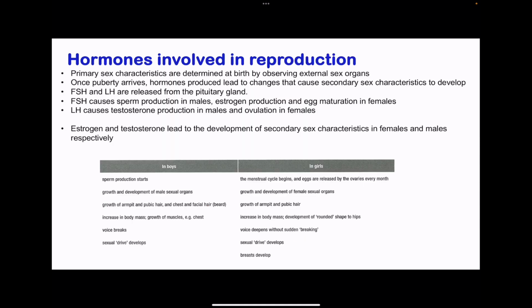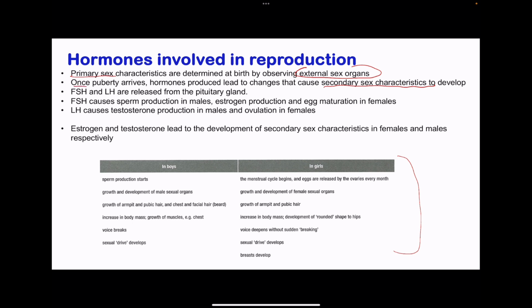Next, we go to hormones involved in reproduction. At birth, we determine the sex of the baby by looking at the external sex organs, meaning those are the primary sex characteristics. But once puberty arrives, certain hormones are going to be produced, and these lead to secondary sex characteristics like we're going to see in both males and females.